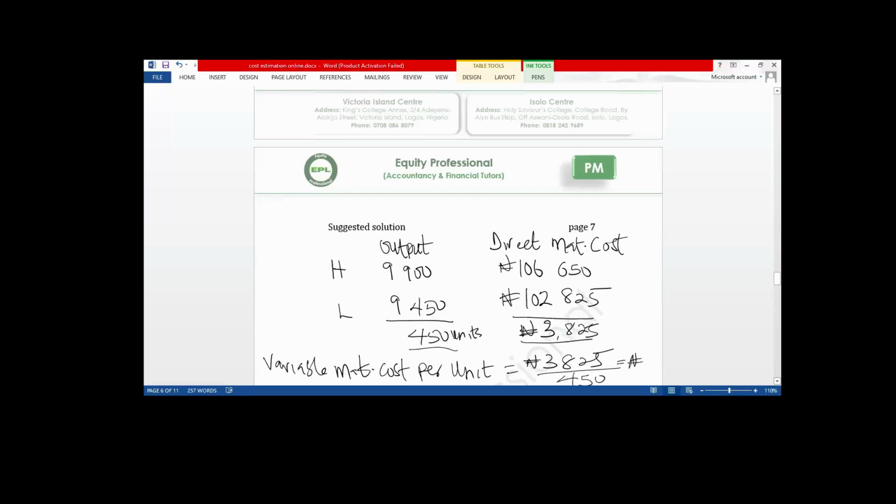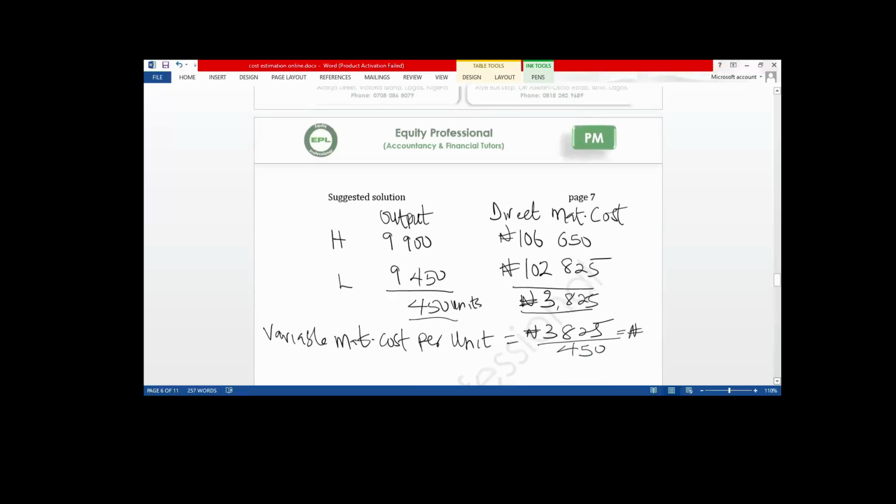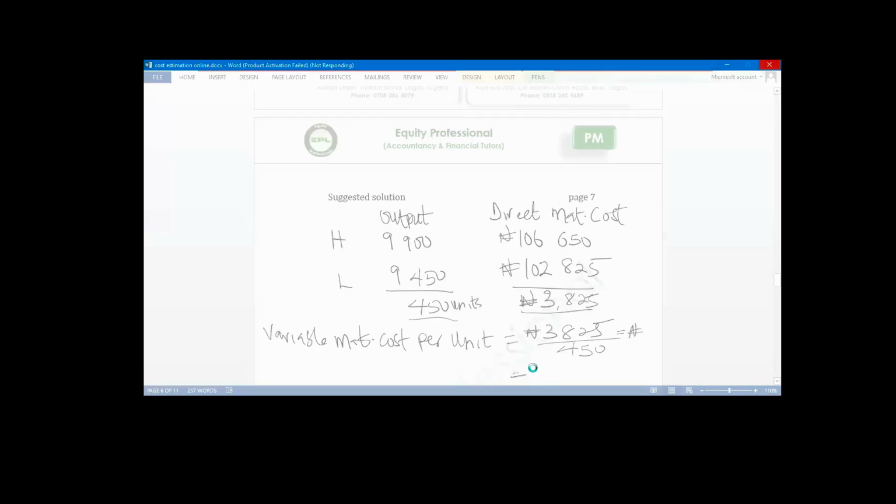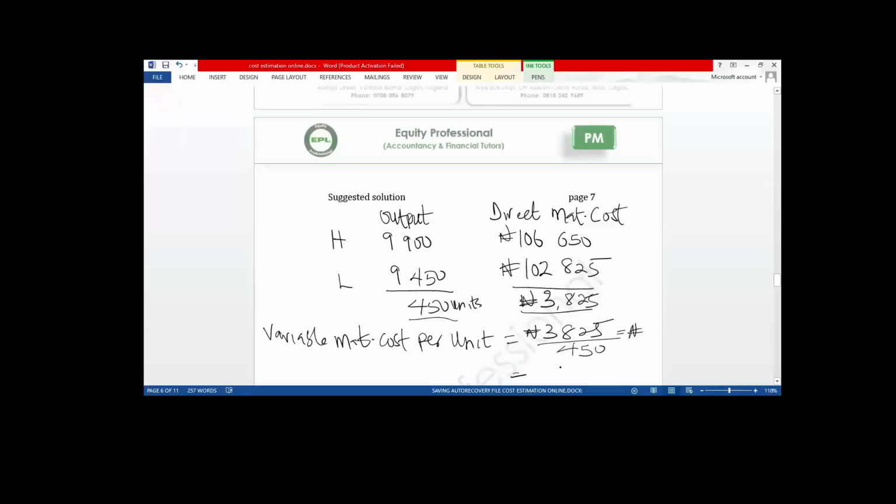Yes, sir. It's the same thing if you use the 100. I told you. 8 naira 50 kobo. Please, you are not going to calculate fixed cost here.